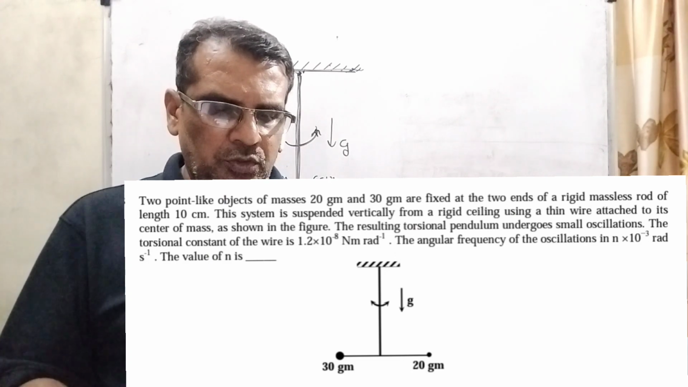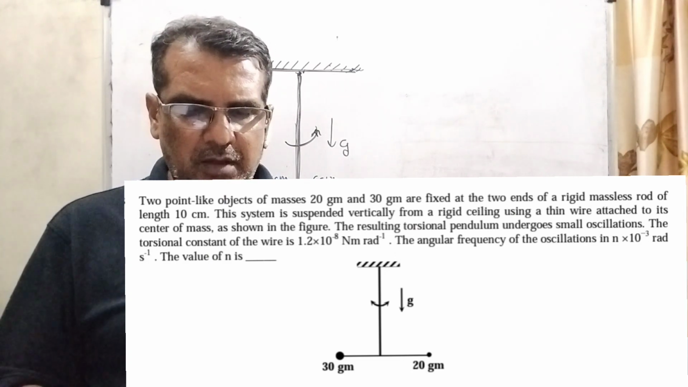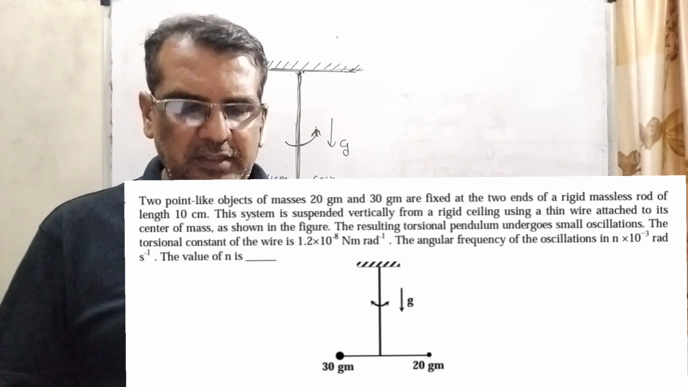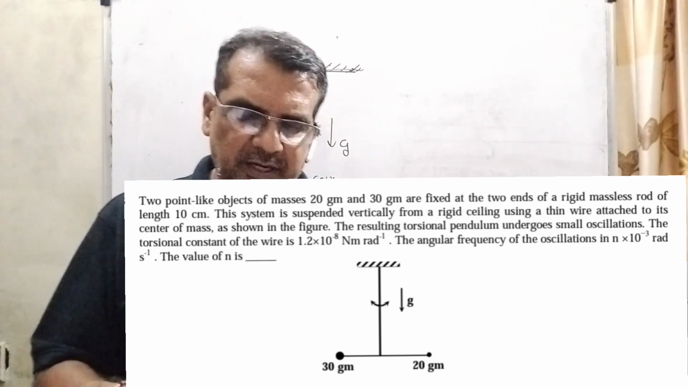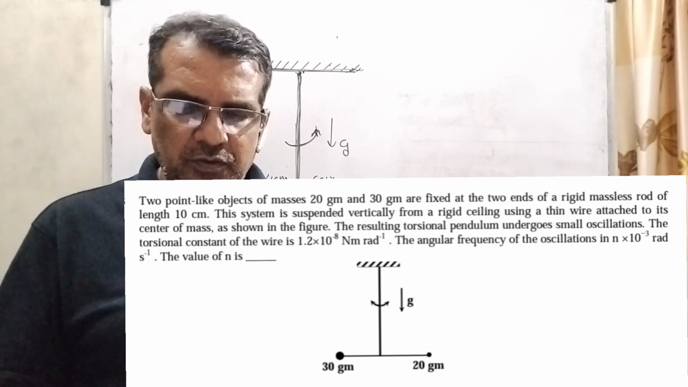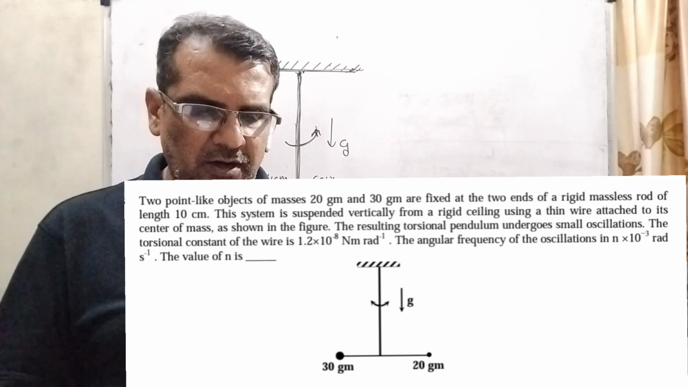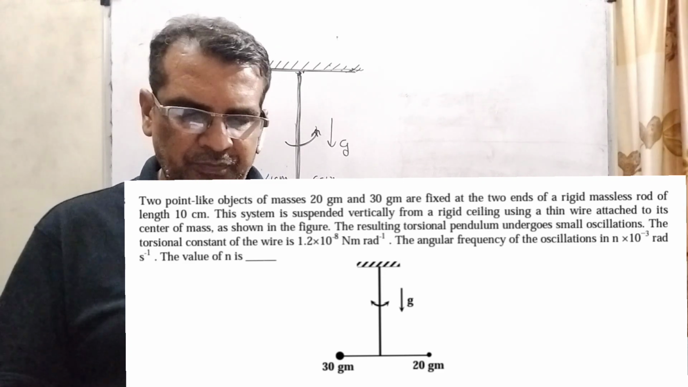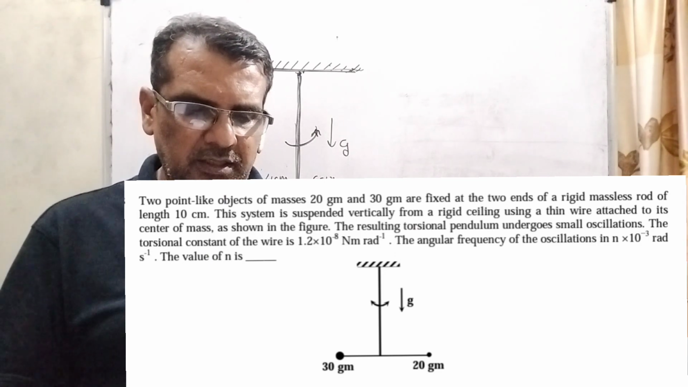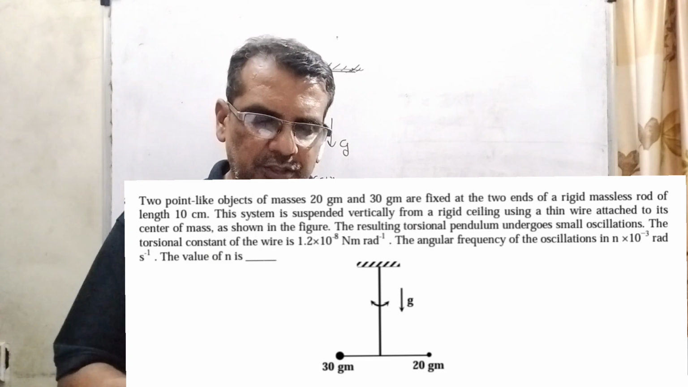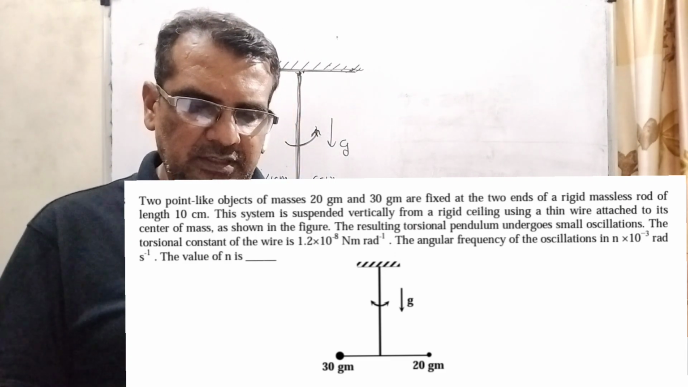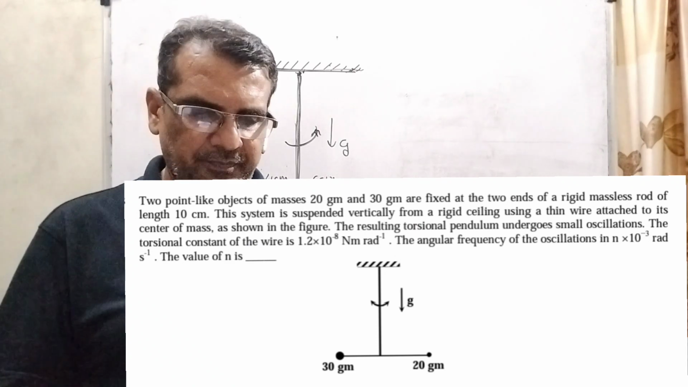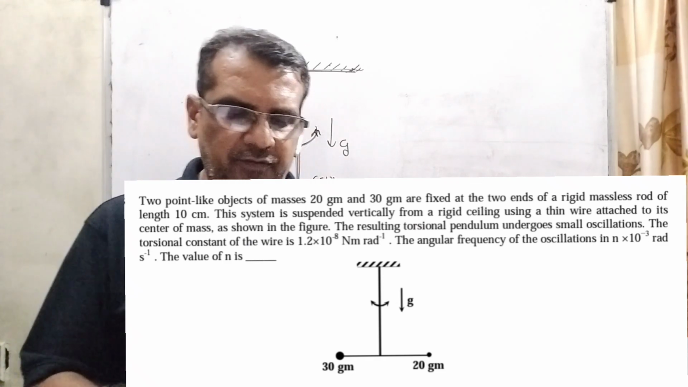Now here is the question. Two point-like objects of masses 20 gram and 30 gram are fixed at the two ends of a rigid massless rod of length 10 cm. This system is suspended vertically from a rigid ceiling using a thin wire attached to its center of mass as shown in the figure. The resulting torsional pendulum undergoes small oscillations. The torsional constant of the wire is 1.2 × 10^-8 newton meter per radian. The angular frequency of the oscillations is n × 10^-3 radian per second. Then we have to find out the value of n.